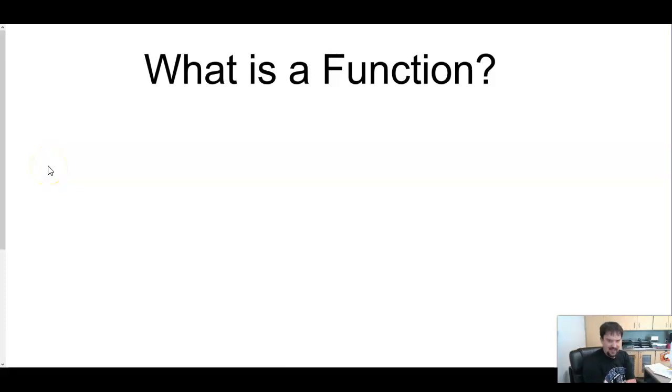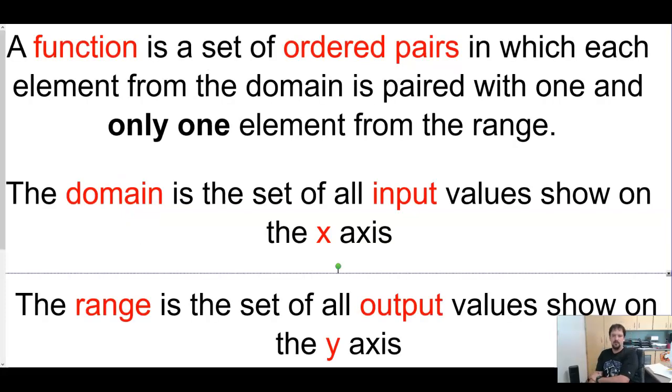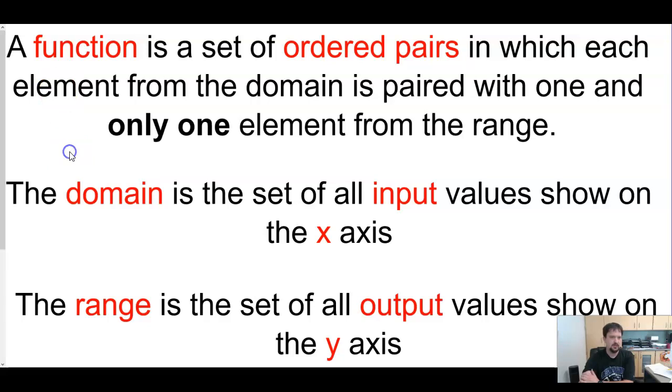What is a function? All right, let's go ahead and review what a function is. So here's some vocabulary for us. A function is a set of ordered pairs in which each element from the domain is paired with one and only one element from the range. Okay, so a function is a set of ordered pairs in which each element from the domain is paired with one and only one element from the range.